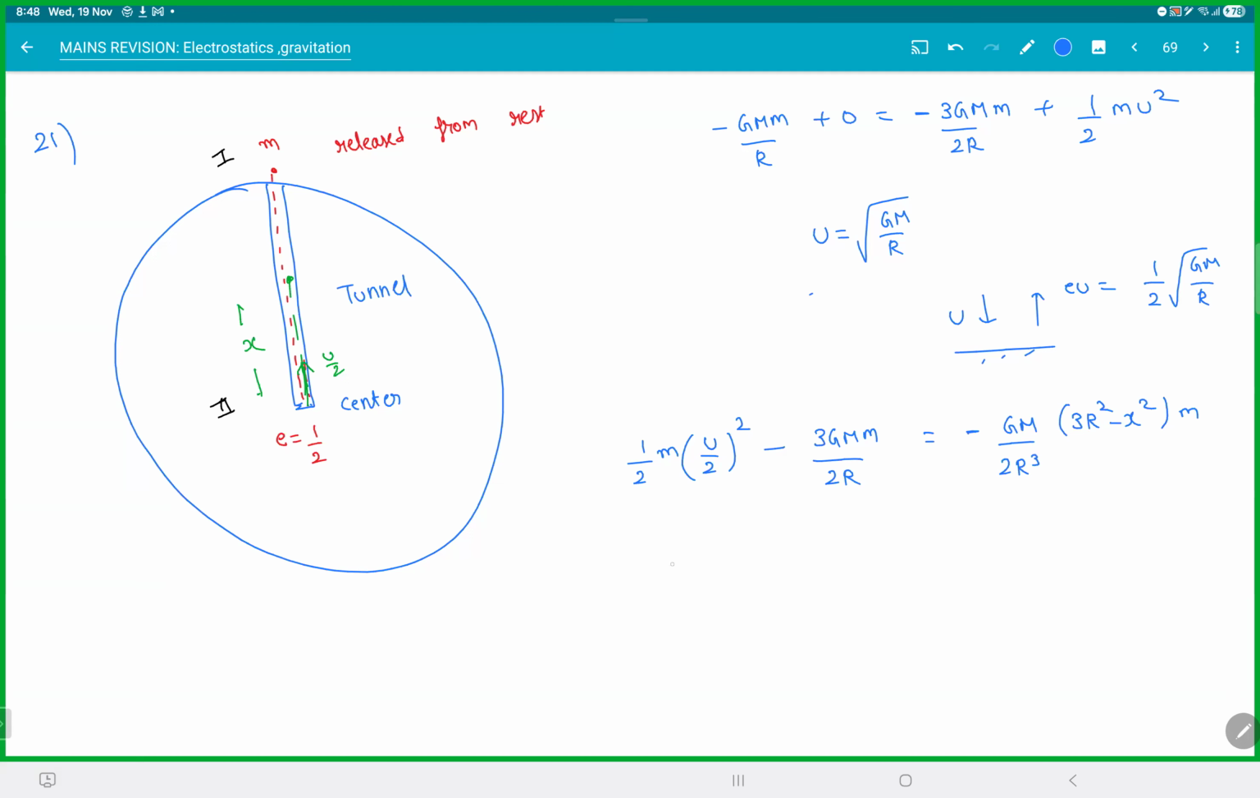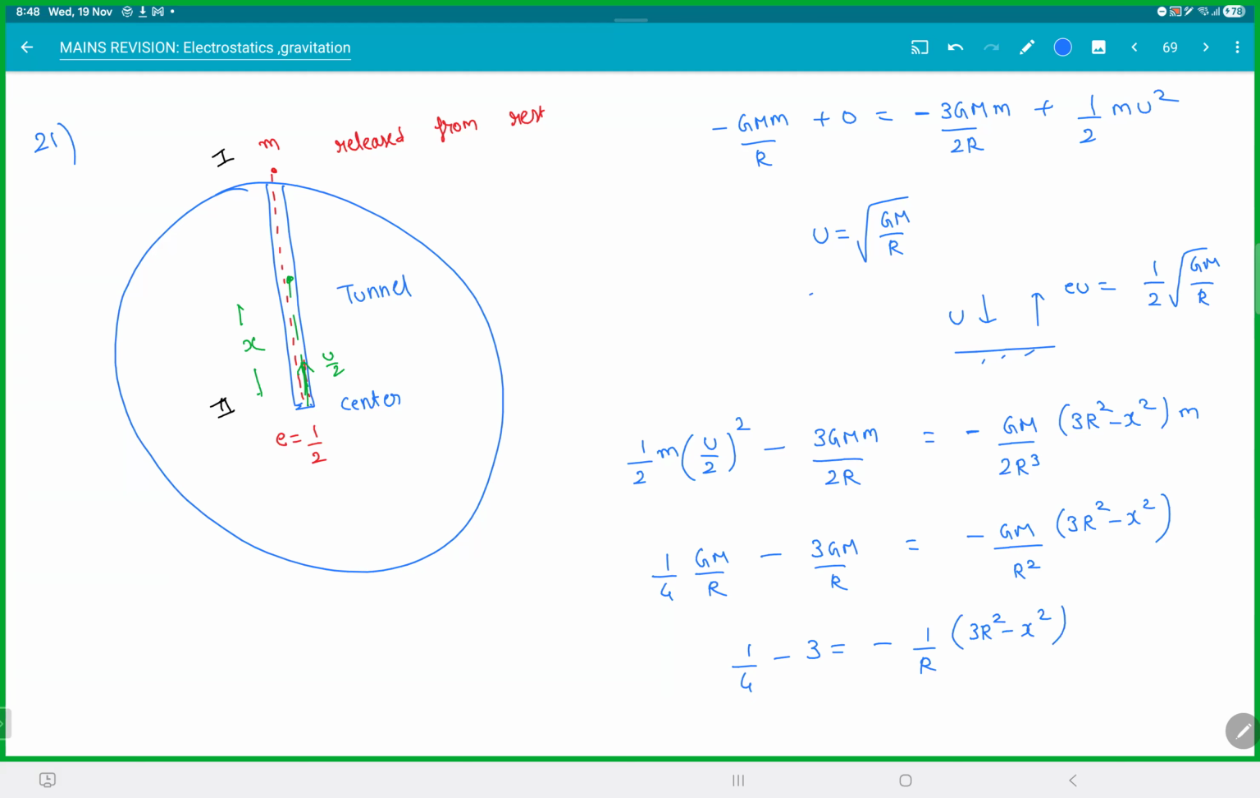Half also goes off. That would be u square by 4, GM by R, minus 3 GM by R, minus GM by R square, 3R square minus x square. GM also goes off everywhere. 1 R also goes off here. 1 by 4 minus 3 is equal to minus... 1 by R, 3R square minus x square.